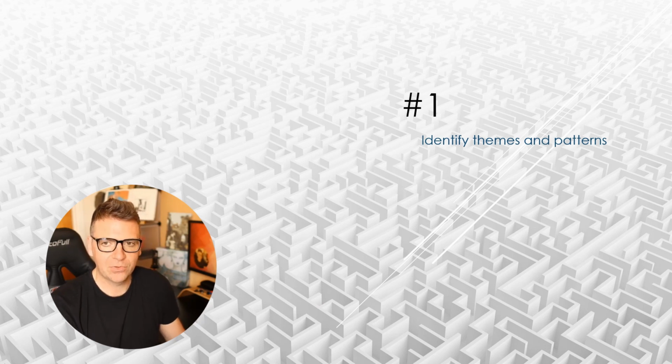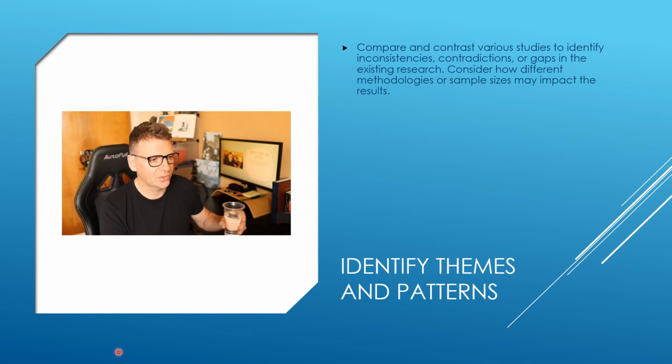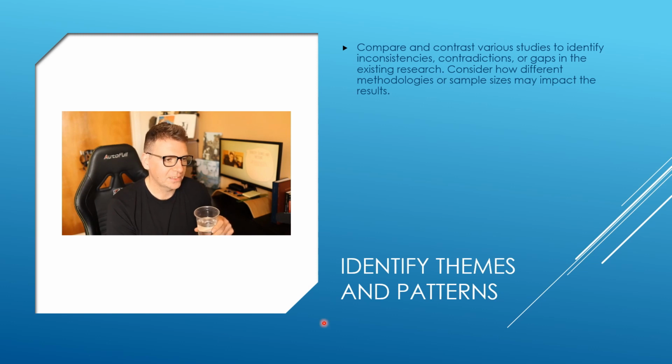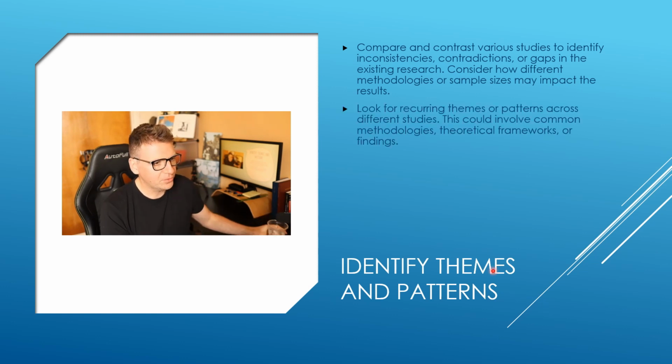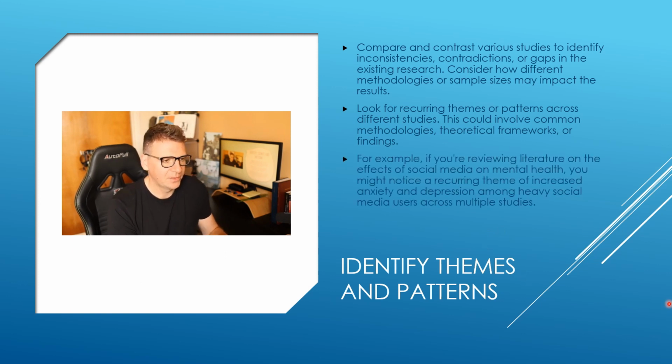But rarely do people apply that same methodology to the literature review. Identify themes and patterns. Compare and contrast various studies to identify inconsistencies, contradictions, or gaps in the existing research. Consider how different methodologies or sample sizes may impact the results, okay? Look for recurring themes or patterns across different studies. This can involve common methodologies, theoretical frameworks, or findings. For example, if you're reviewing literature on the effects of social media on mental health, you might notice a recurring theme of increased anxiety and depression among heavy social media users across multiple studies.